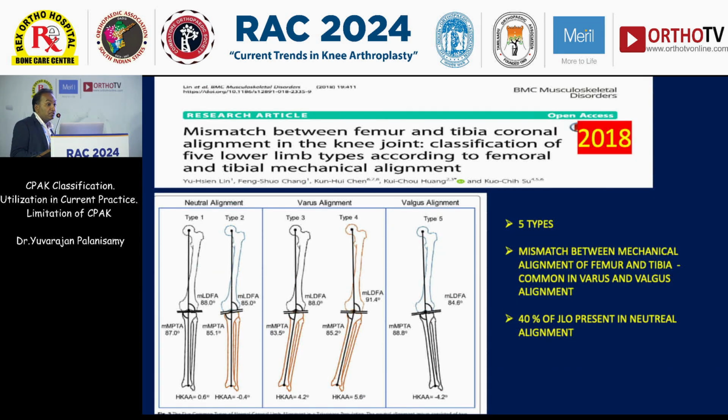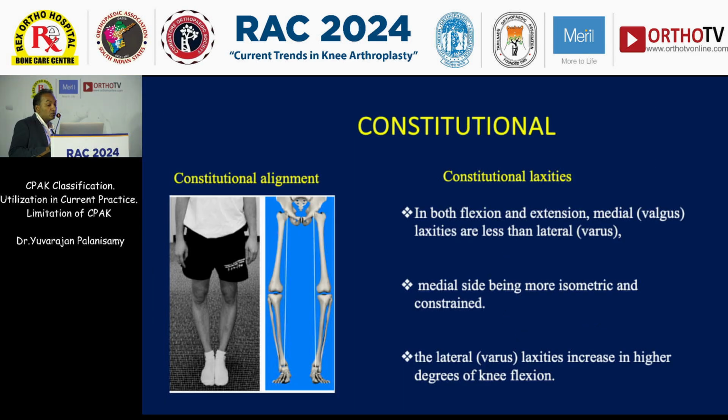And in 2018, a Taiwanese group tried different combinations, but they took these two parameters, MPTA and LDFA, and classified knees into 5 types of alignment. They found that a mismatch exists between the mechanical alignment of the femur and tibia, common in both varus and valgus alignment. Even with neutral alignment, joint line obliquity exists in 40% of cases. This is from 2018. So there are two things we have to understand. One is constitutional alignment. Similar to that, there is constitutional laxity. That's very important. One is the alignment, the second one is the balancing.